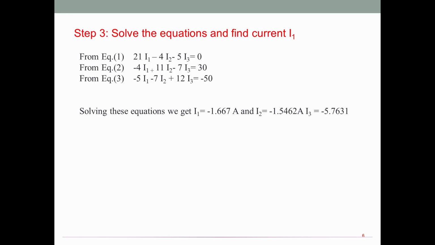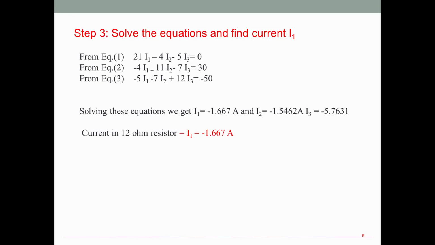Solving these 3 equations, we get I1 with the value of minus 1.667 amps, I2 with the value of minus 1.5462 amps, and I3 with the value of minus 5.7631 amps. Finally, the current in the 12 ohm is I1.